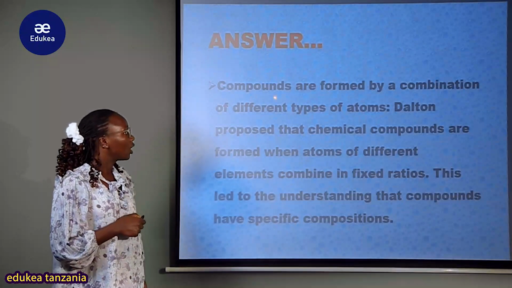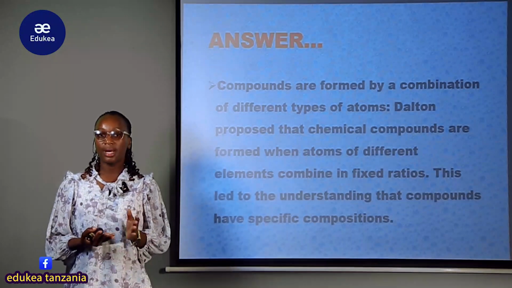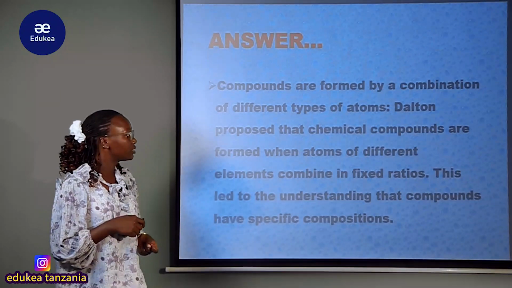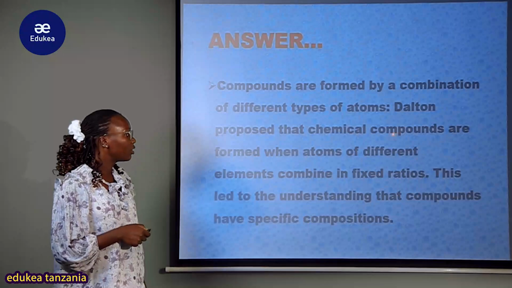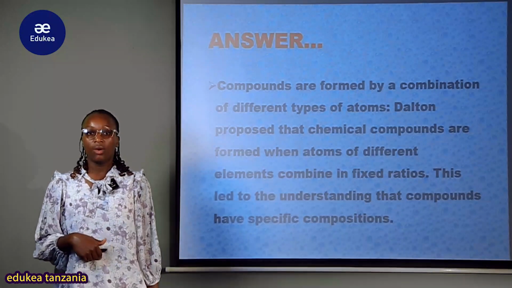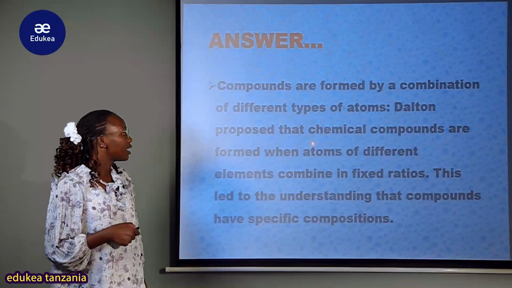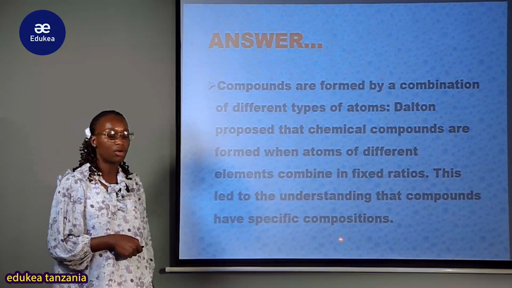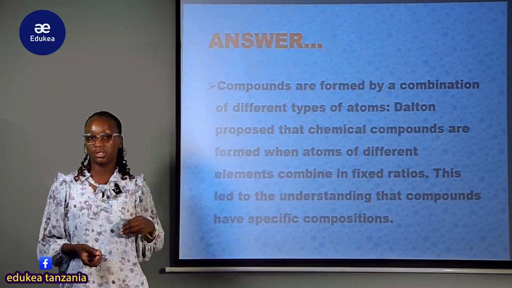Okay, another assumption is compounds are formed by a combination of different types of atoms. Kwamba compound, tunajua compound ni substance which is made up of two or more substances formed together or combined together. Kwa hiyo anasema kwamba compounds are formed by combination of different types of atoms. So Dalton proposed that chemical compounds are formed when atoms of different elements combine in a fixed ratio. Kwamba once the compound is formed or combined in a fixed ratio is where the compound or substance zinakuwa formed. Therefore, this leads to the understanding that compounds have specific composition. This idea is somehow correct kwa sababu tunajua kwamba the compound always takes place in a fixed ratio.